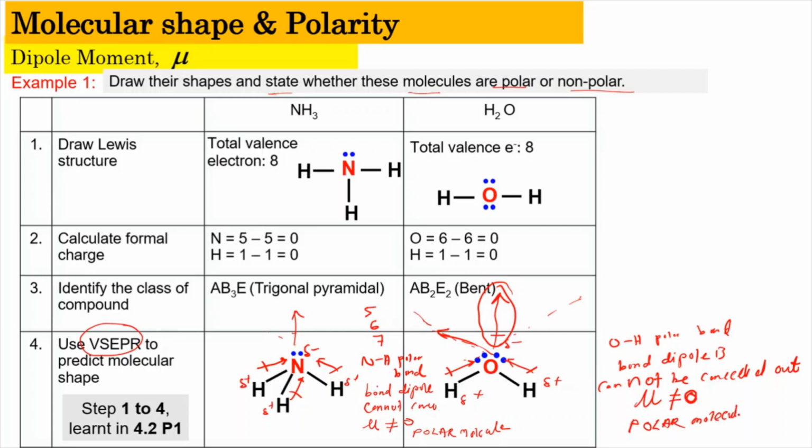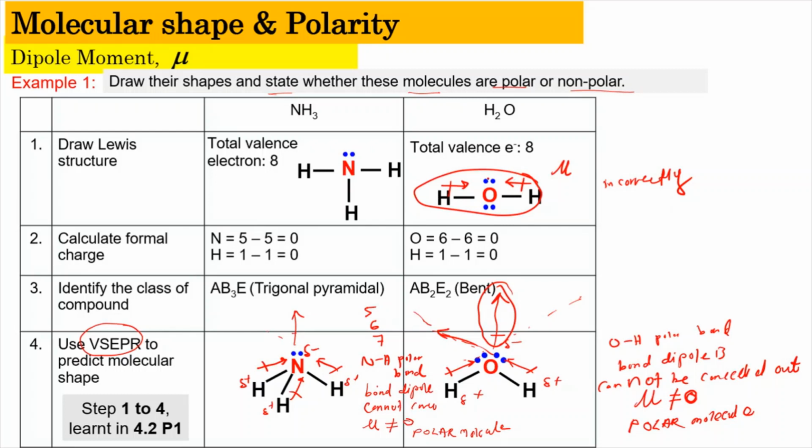That is the reason why water is a polar molecule, because the dipole moment here is not equal to 0. As you can see, the shape is very, very important. If you draw the shape incorrectly, for example like this, you will get a different answer. Because when you draw the dipole moment like this and the dipole moment like this, you can see that the bond dipoles will be cancelled out.